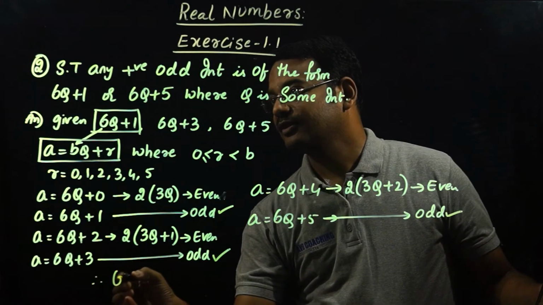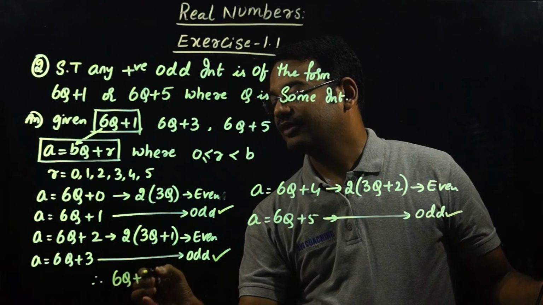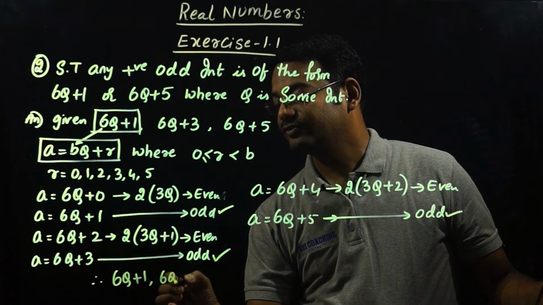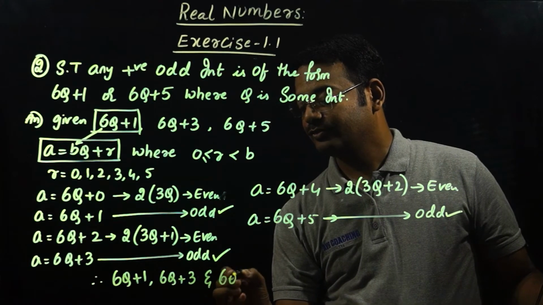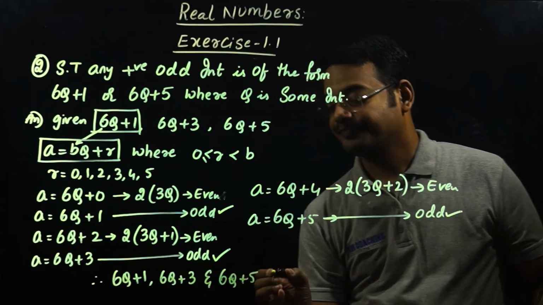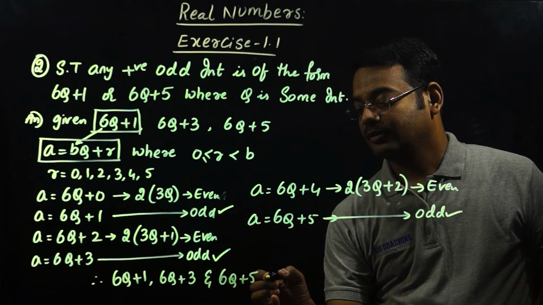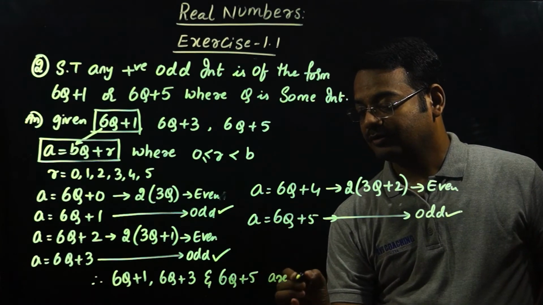Therefore 6q plus 1, 6q plus 3 and 6q plus 5 are odd integers.